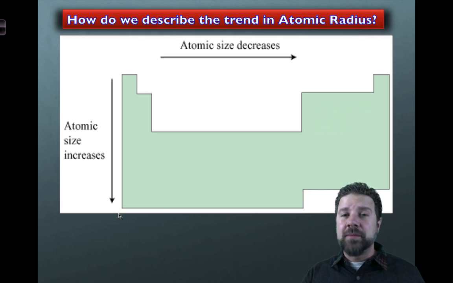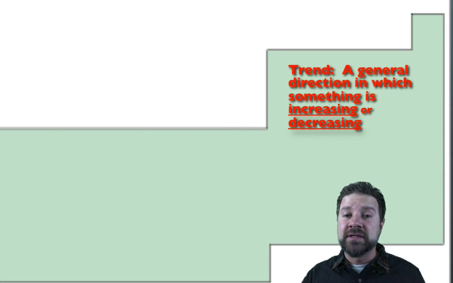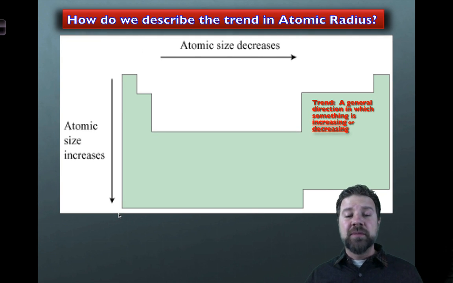Remember what a trend was. I'll pop it up one more time. A trend is a general direction in which something is increasing or decreasing. So how does it work with the periodic table? Obviously, this is an outline here of the periodic table. We see an arrow up here that says atomic size decreases, and an arrow going down that says atomic size increases. So what does that mean? How can we put that together in a better statement?